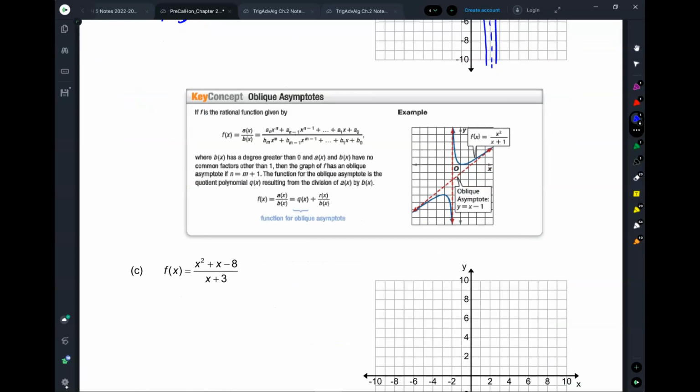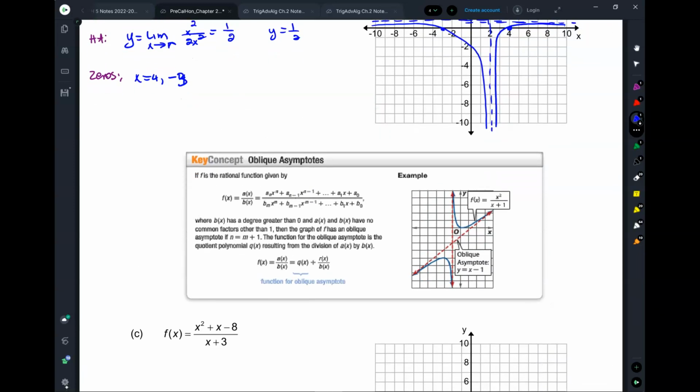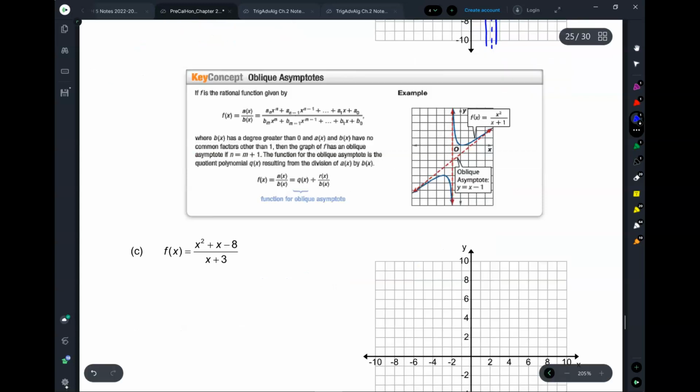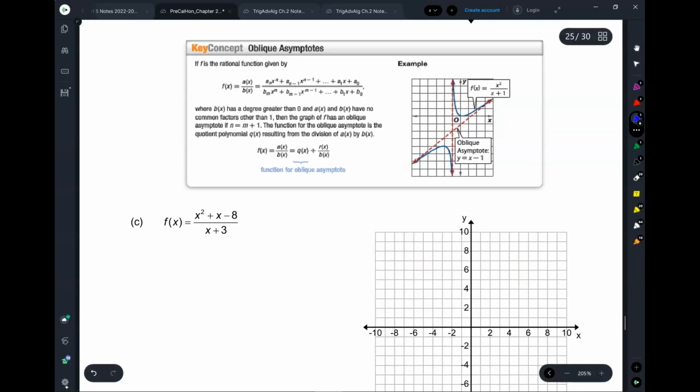Next, I want to talk about oblique asymptotes. Oblique means slanted, and back in the day in various books, it was also called a slant asymptote. Now oblique is the better term, whatever. You get an oblique asymptote when the numerator has a higher degree by 1. So x to the power of 2 over x to the power of 1, or 4 over 3, I mean.